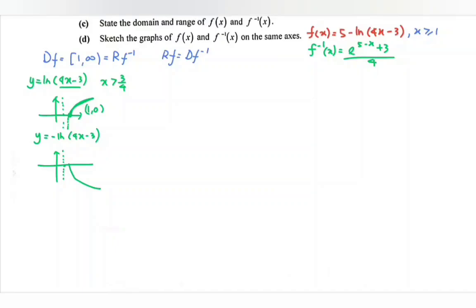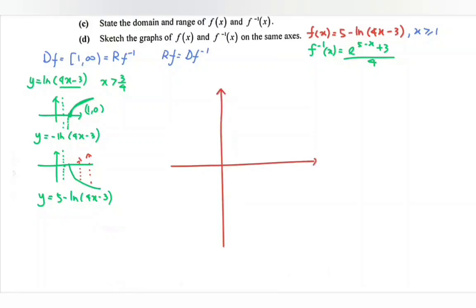Continue. Next, we have to add on the 5. When y equals 5 minus ln(4x minus 3), it means that we have to shift this up by 5 units. So later on, we'll refer to the graph. Here we have the situation when x equals 3 over 4. Then continue. In here we have (1, 0). If we shift upward, we will have (1, 5). Let's say we have 1, 2, 3, 4, and 5. Here will be the coordinate.